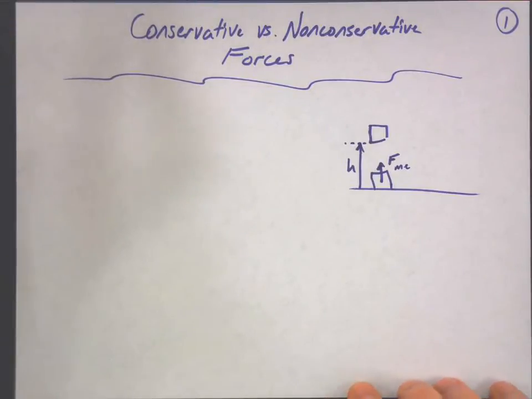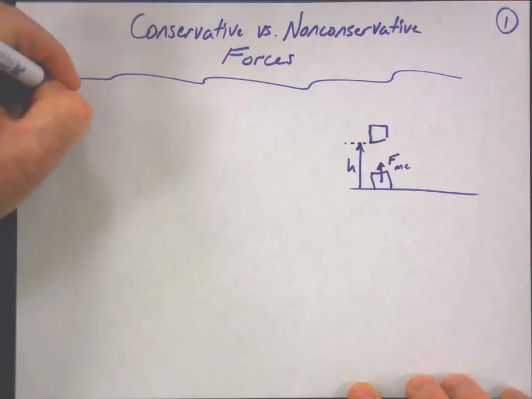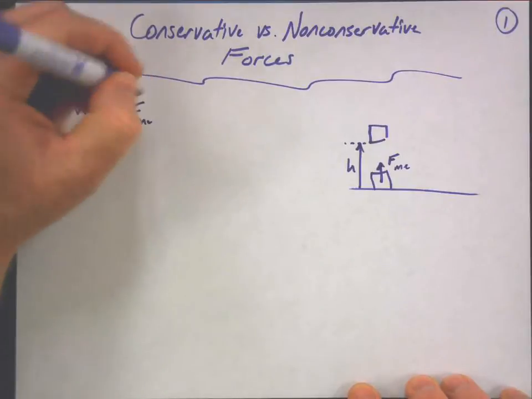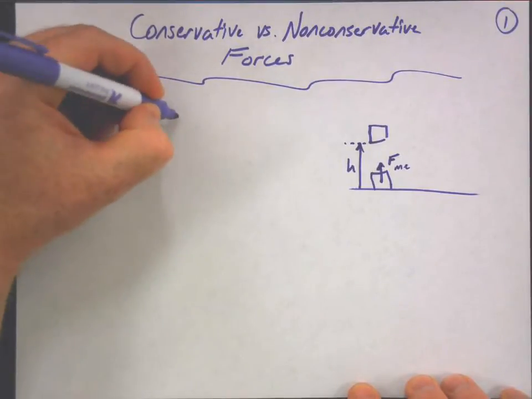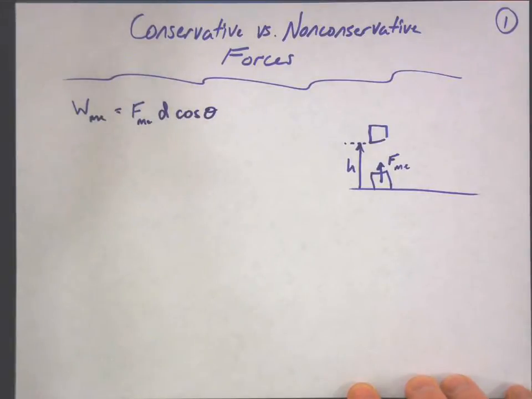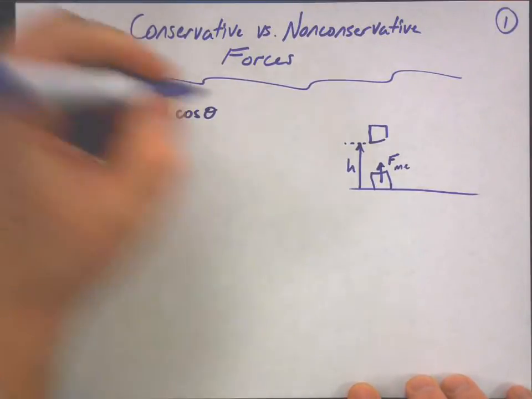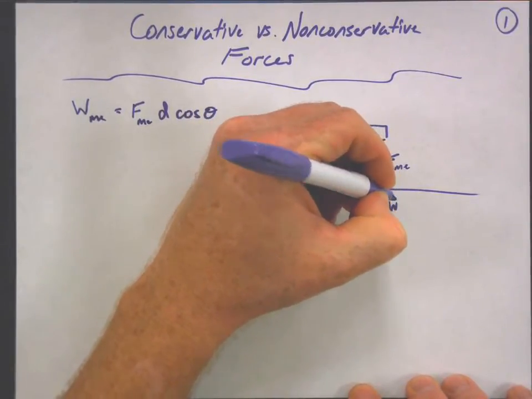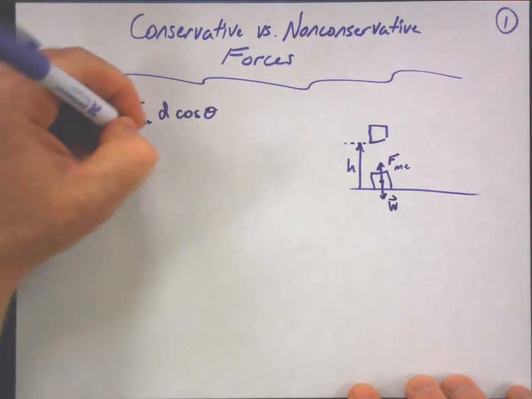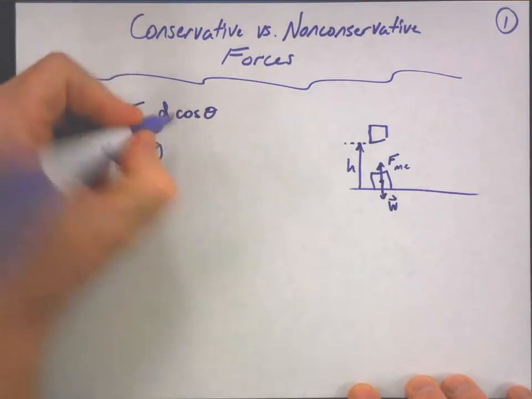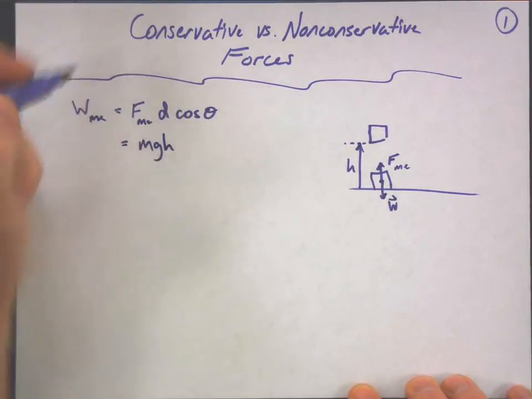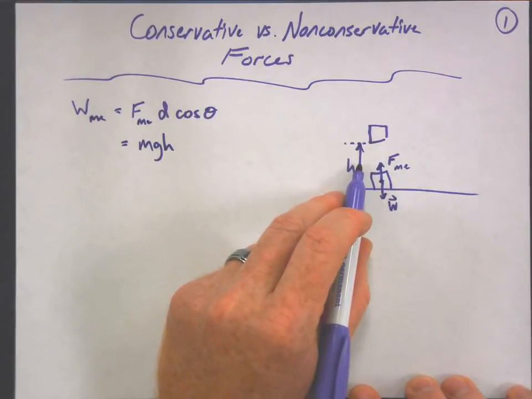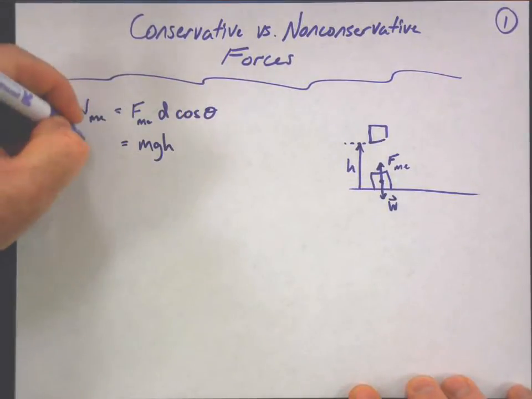What about the work you do? It looks like you do positive work on it. So, work done by me: I've got force of me times, well, typically distance, and then cosine of the angle theta between them. Well, the force of me is easy. I have to overcome gravity, so gravity's also acting on it. Weight. So the force of me is really equal to mg. The distance I'm lifting is height h. And theta is 0 between my force and that distance, and so cosine of 0 would just be 1. So there's the work that I do.